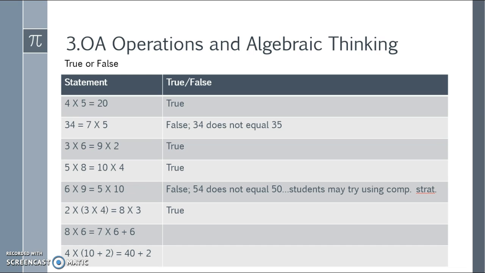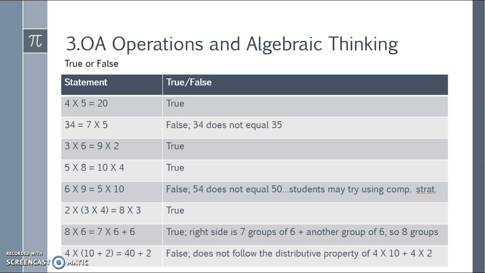8 times 6, is that equal to 7 times 6 plus 6? True. The right side is 7 groups of 6 plus another group of 6. So I actually have 8 groups of 6 on the right, even though it's not written that way. And then the final one, 10 plus 2 is 12 times 4. Is that the same as 40 plus 2? False. This does not follow the distributive property of 4 times 10 plus 4 times 2. So the distributive property being 4 times 10, and then distributing 4 times the 2 as well.